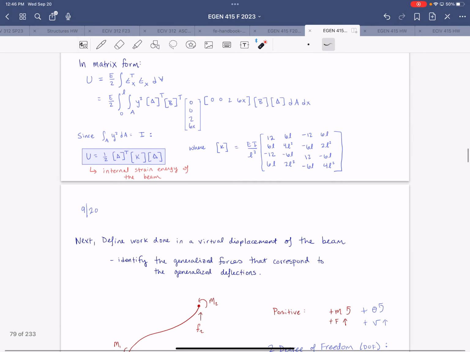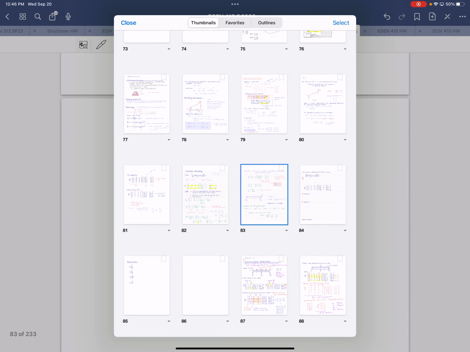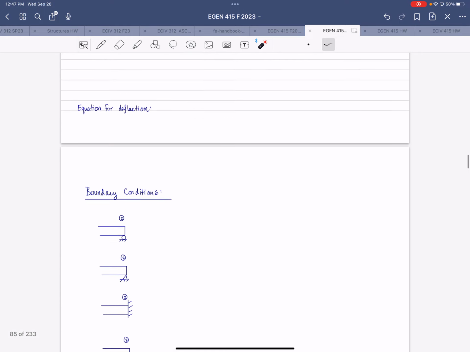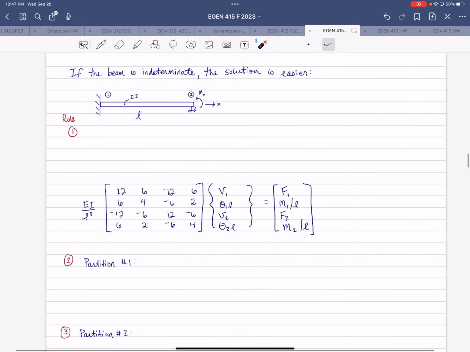All right, so we're almost out of time here. Let's see where we are. All right, so we just finished that example. So the next example is just demonstrating how if the beam is indeterminate, the solution becomes even easier. The reason for this is because the more indeterminate a beam or structure is, the more known displacements you have, right? So the fewer unknown displacements you have to solve for in that first partition, meaning that first partition matrix gets smaller, it's easier to invert and solve, etc.